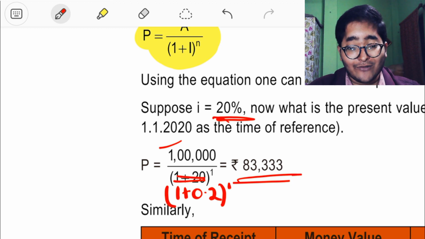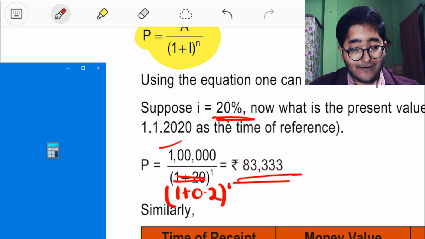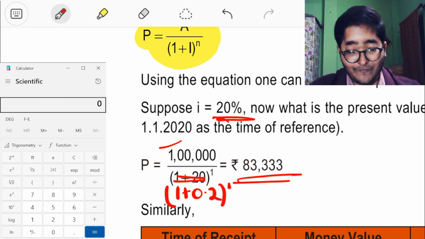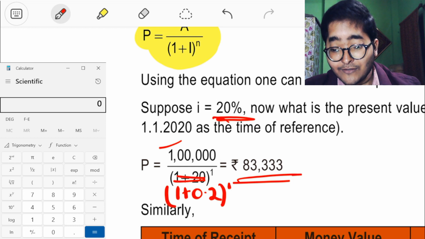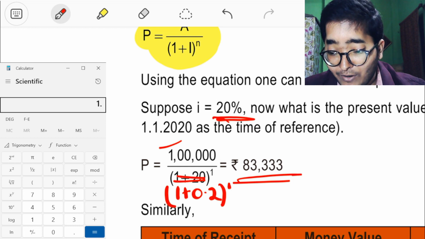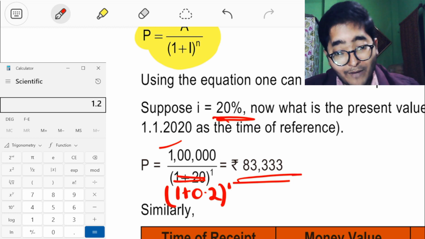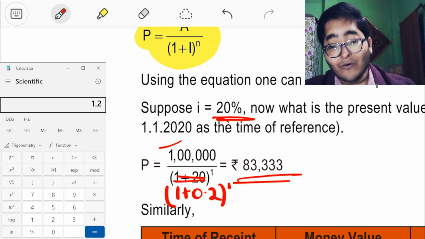So our calculator is on our way. Yes, it is on our screen. So 1.2 to the power 1 is 1.2.